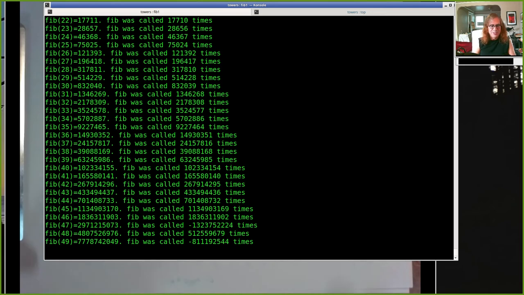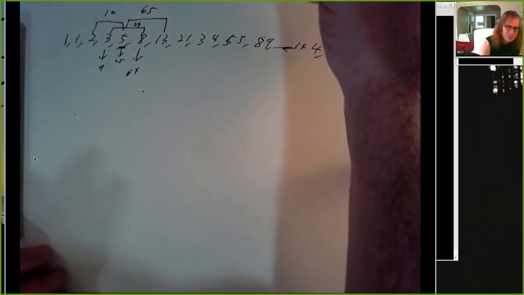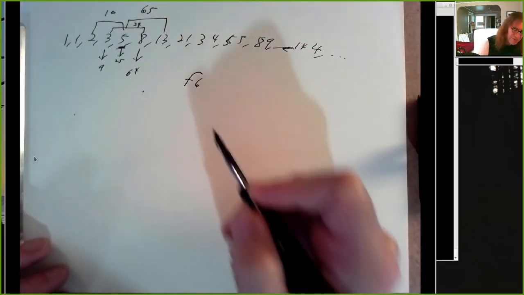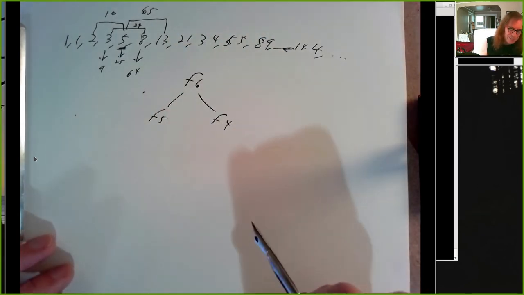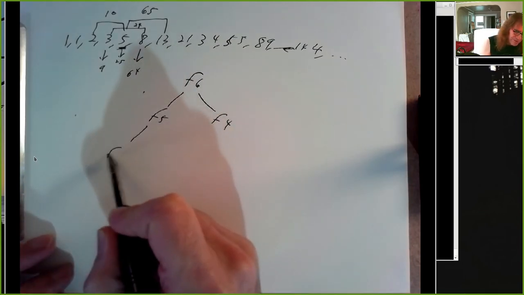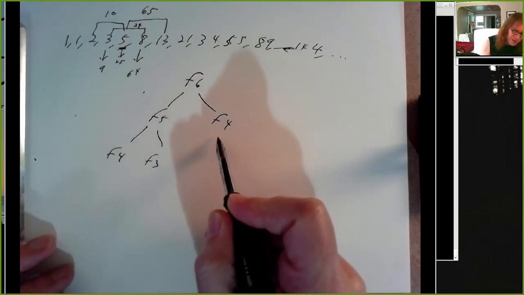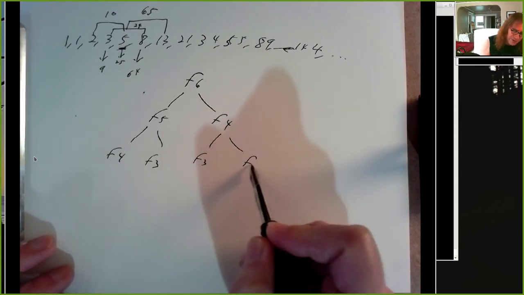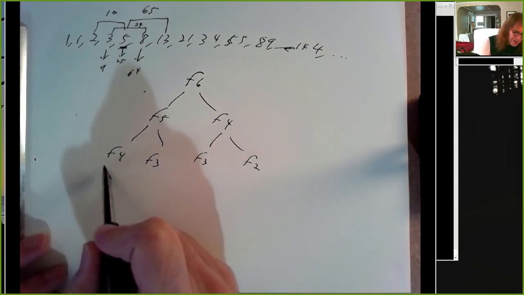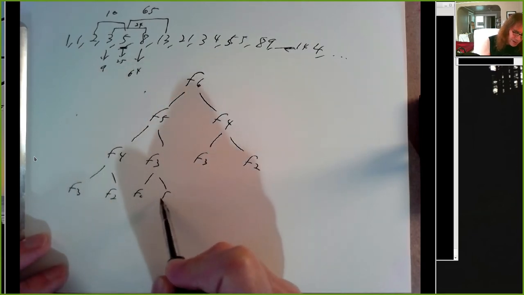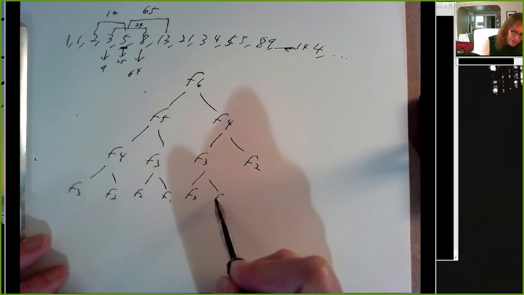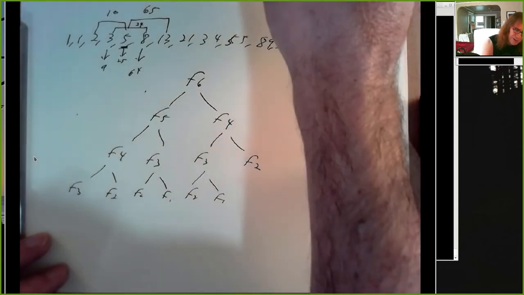But let's just take a quick look at what's going wrong in here. It's not really going wrong, it is doing the right thing. But suppose we want to calculate the sixth Fibonacci number. Well, we have to calculate F5 and we have to calculate F4. How do we calculate F5? We have to calculate F4 and F3. How do we calculate F4? We calculate F3 and F2. To find F3, we need F2 and F1. To find F2, we need F1 and F0.